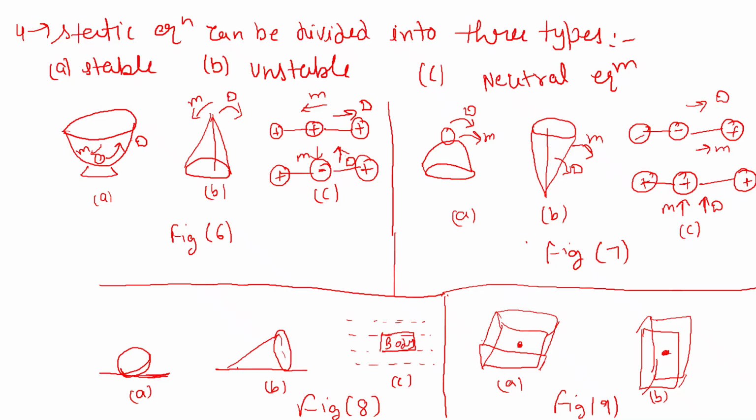First, stable equilibrium. If on slight displacement from the equilibrium position, a body has a tendency to regain its original position, it is said to be in stable equilibrium. In the case of stable equilibrium, potential energy is minimum, and so the center of gravity is lowest. Figure 6 depicts some examples of stable equilibrium.